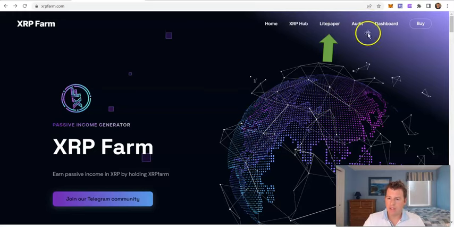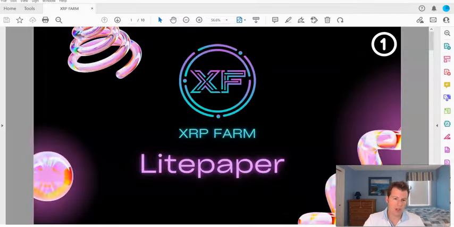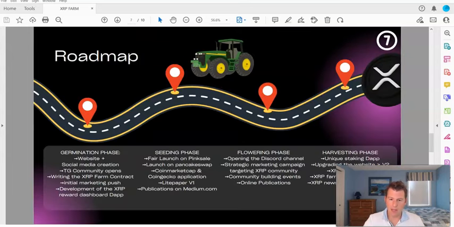And then they also have a tab for their white paper right here. So here's the white paper. You can look through it. It's about 10 pages or so. Got all the relevant information. The roadmap, it looks like, so there's four stages.